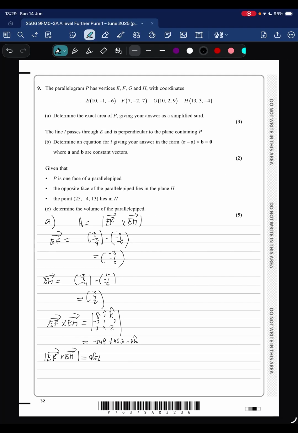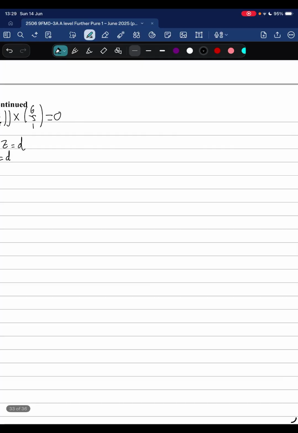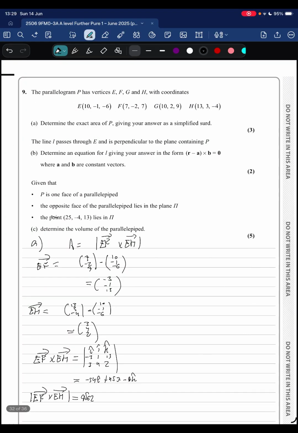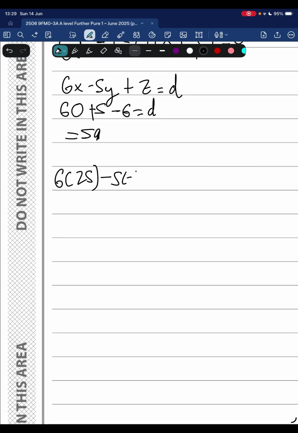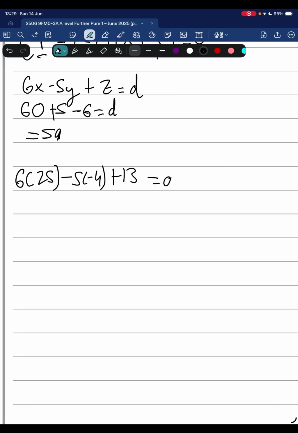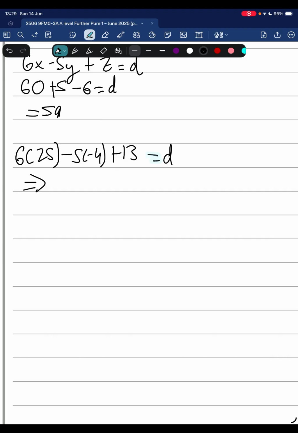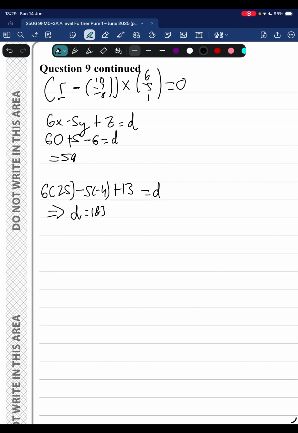Okay, so the opposite face is parallel, right? So what we can say is it has the same normal vector, but has a different point, which is this point here in the question. So what we do is we put in 6, 25, minus 5, minus 4, plus 13 equals d. So that tells us that d is 183. So now to find the distance between them, we take the magnitude of the normal vector, not the equation of the plane, sorry, and the difference of both d's, right? So 183 minus 59 is 124.